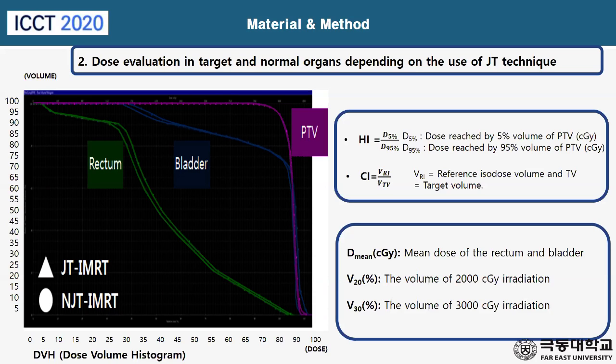Dose homogeneity index is defined as a ratio between the dose reached in 95% of the PTV volume and the dose reached in 5% of the PTV volume. Conformity index, where VRI reference dose volume and TV target volume.